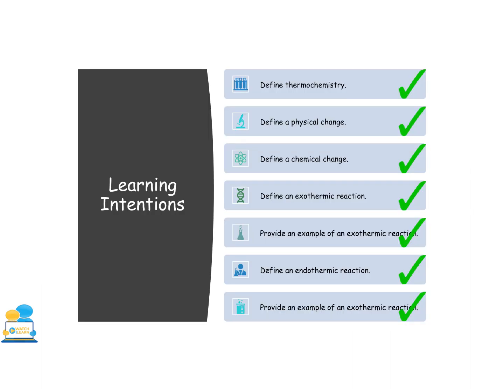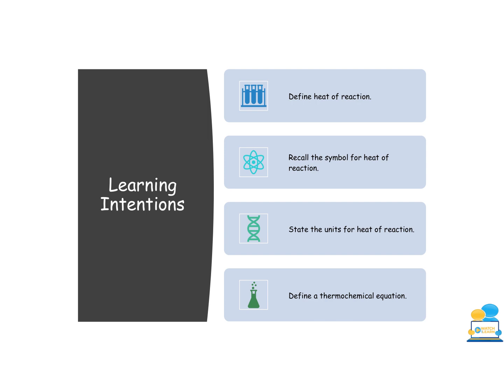Okay, so we've had the introduction of the chapter now. It's just revising what you would have known at junior cycle, making sure to iron out any misconceptions that you might have. But you should now be able to define thermochemistry. It's just the study of heat changes. You should know what a physical change is, what a chemical change is, what an exothermic reaction is, provide a few examples of them, define what an endothermic reaction is, and provide a few examples of them too.